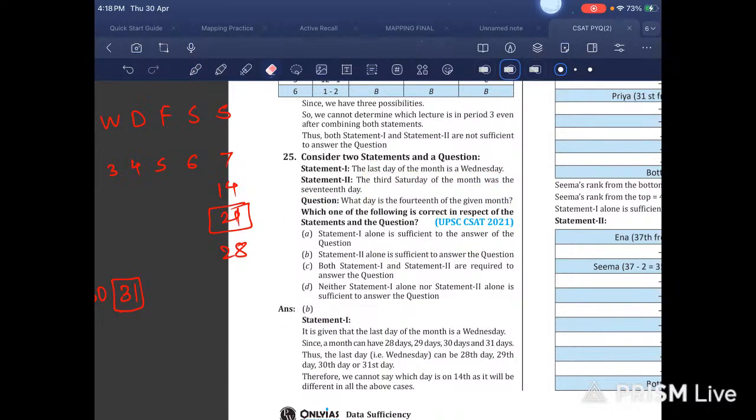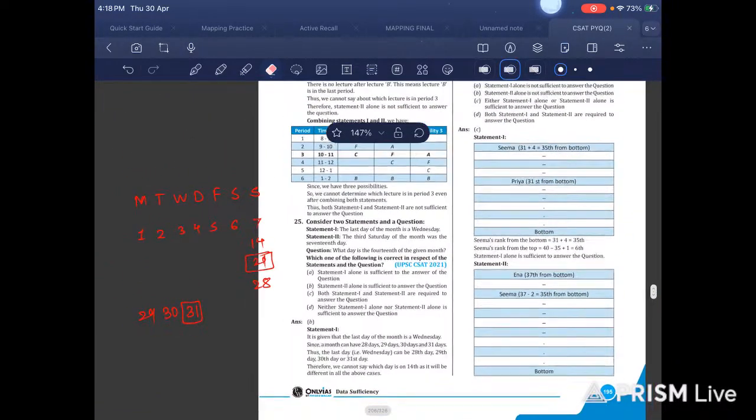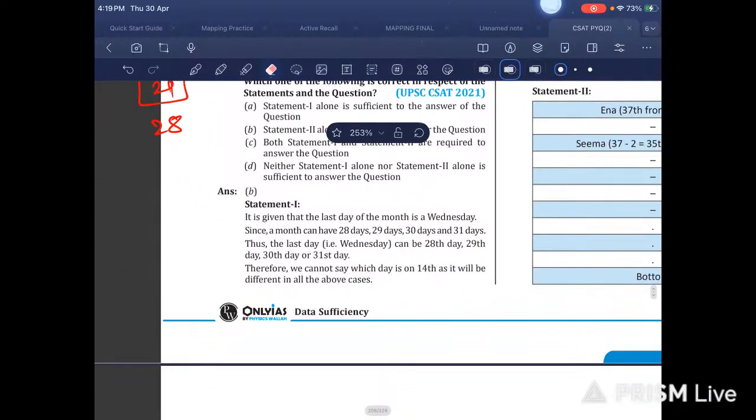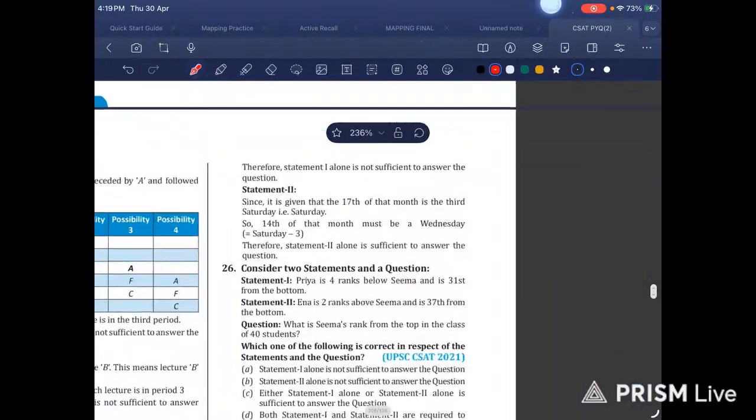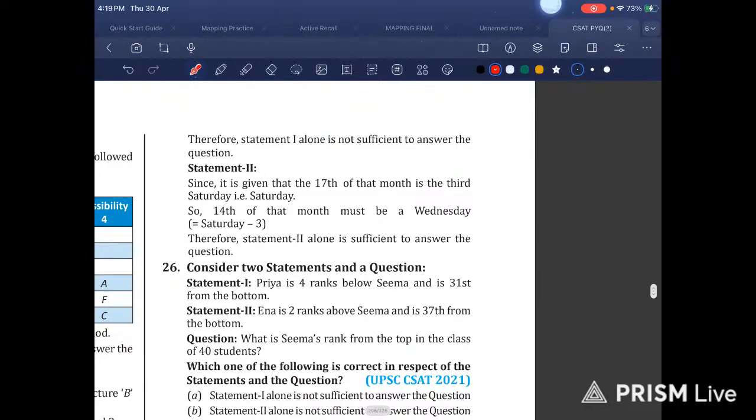I usually don't attempt these kinds of questions because I don't feel that confident in these kinds of examples, so I don't think I would be attempting this here also. Let me just see what they have given. Thus the last day of the month will be 28, 29, 30, 31st. Therefore we cannot say what the 14th will be. Okay.